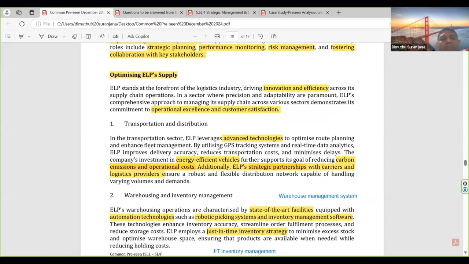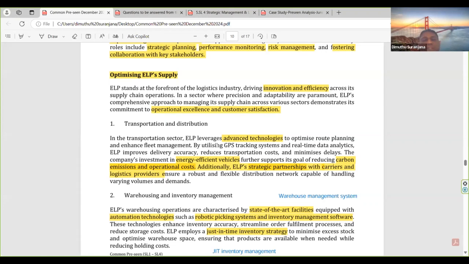ELP stands at the forefront of the logistics industry, driving innovation and efficiency across its supply chain operations. In a sector where precision and adaptability are paramount, ELP's comprehensive approach to managing supply chains across various sectors demonstrates its commitment to operational excellence and customer satisfaction.